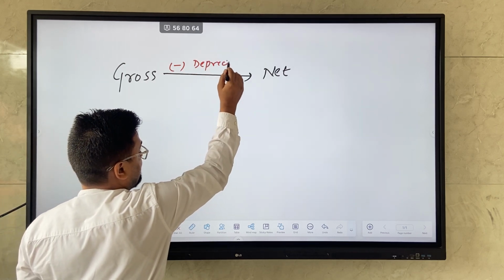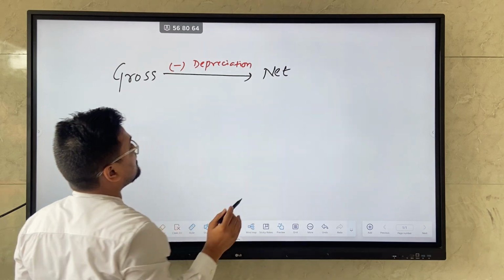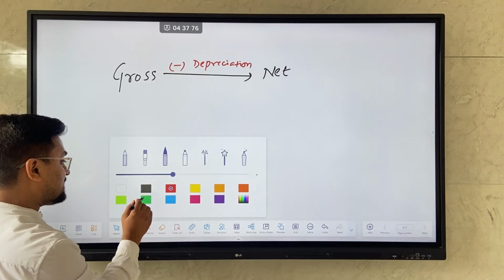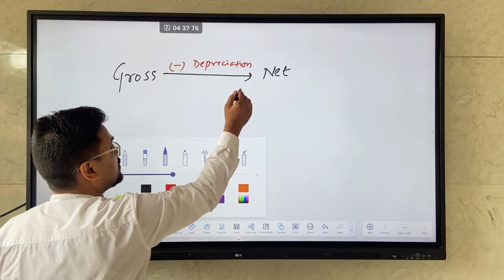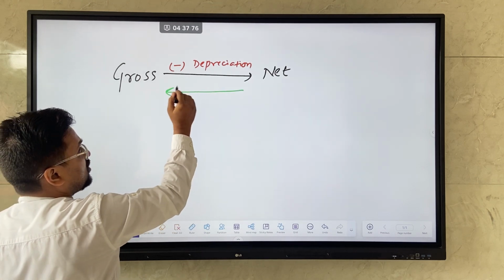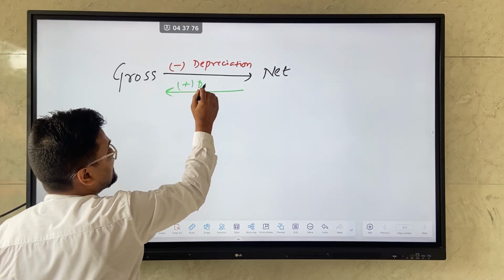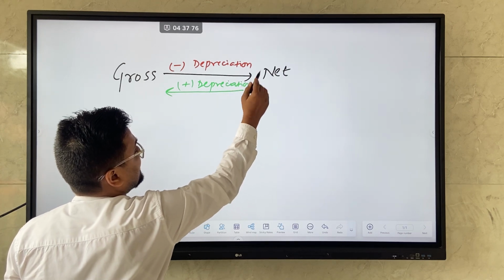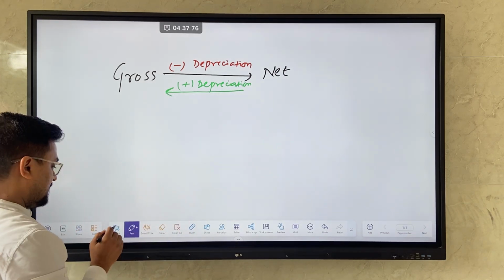Okay, so subtraction of depreciation from gross to net. But if you want to get from net to gross, we are going to add depreciation. So you are going to add depreciation in net to get gross.